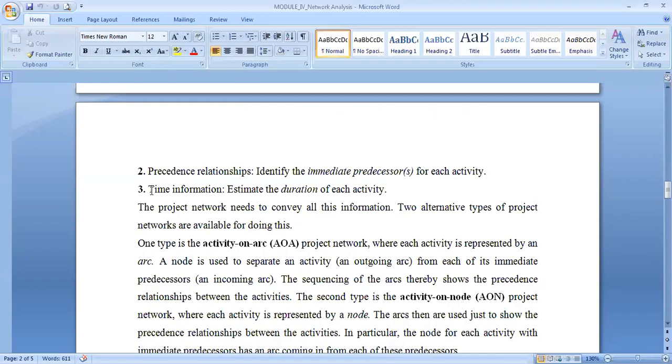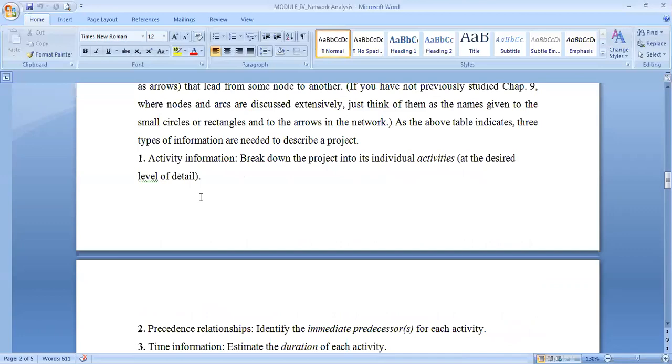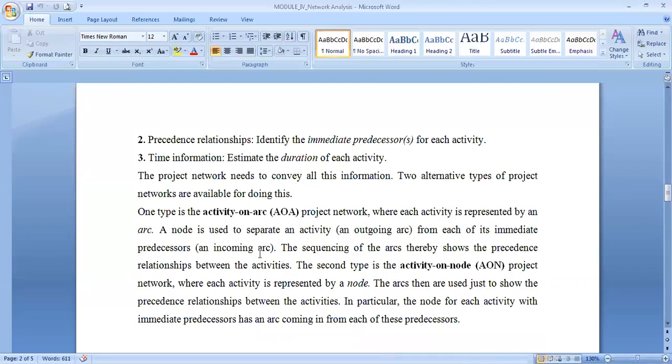Then the third one is time information. That is the duration of each activity, when it starts and when it ends. This information, and when the entire project will start and when it will get completed, is all represented in the network diagram. Please remember, the network diagram should represent all these three things. The project network needs to convey all the above information.